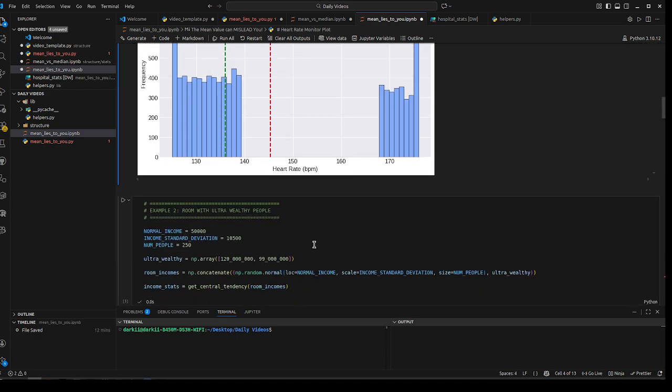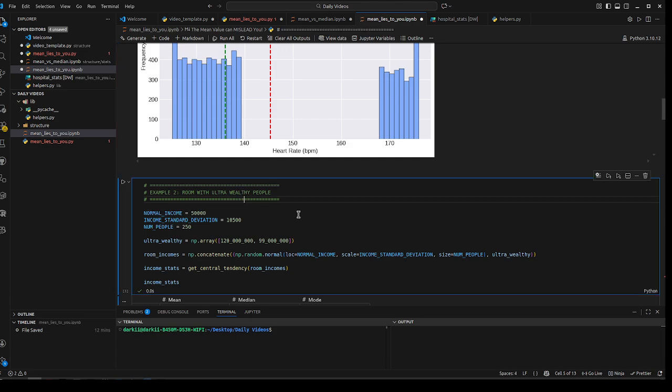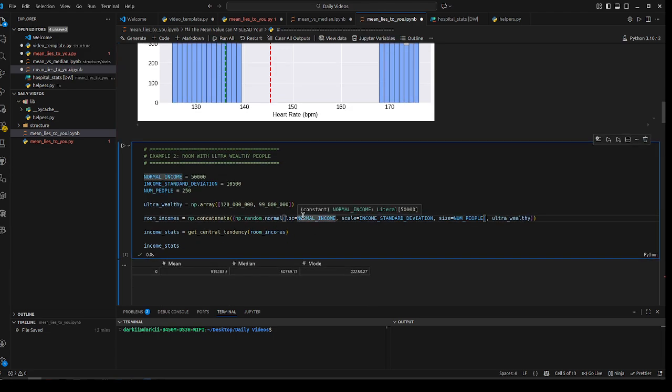Now, okay, our example number 2 here is going to be a room of ultra wealthy people. Imagine this, you're going to a party or something, and there are about 250 people there. Most of them have a yearly income of about 50,000 with a standard deviation of roughly 10,000. Now you have ultra wealthy people hiding there. You've got Bill Gates and, I don't know, maybe Warren Buffett, and I just put a random value here, 120 million per year as salary and 99 million for the other person, held in stocks. So these are these values.